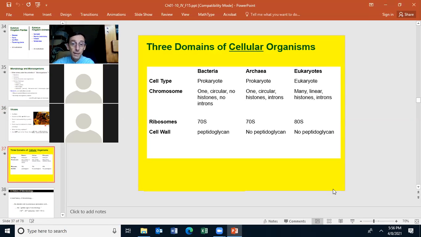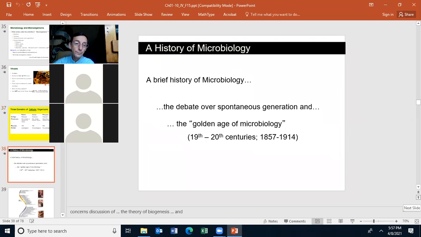This table is comparing the three domains of life, the bacteria, the archaea, the eukaryotes, looking at the cell type, their chromosome, their ribosomes, and their cell walls. You do find differences between the domains in these characteristics. Not all of them are different, like the ribosomes of bacteria and archaea are the same size, but some of them are different. All right, any question about the three domains of life and microorganisms?